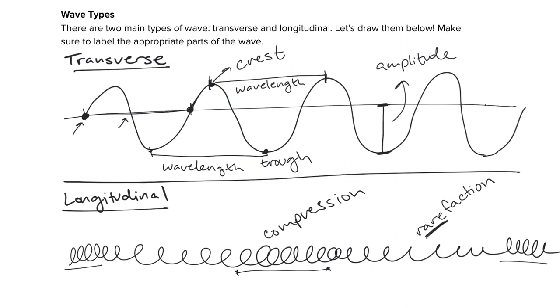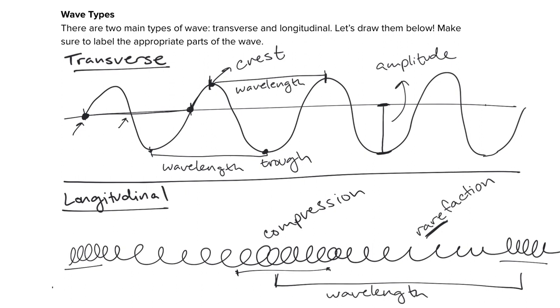Okay, so a compression is where it's squished. A rarefaction is where it's all spread out. And the wavelength for a longitudinal wave is the same idea as with the transverse. It's the distance between two similar points. So the distance between one compression and another compression would be its wavelength. Or you could say the distance between one rarefaction and another rarefaction would be a wavelength. So those are your options there. You can measure compression to compression or rarefaction to rarefaction, but it's still simply the length of the wave.